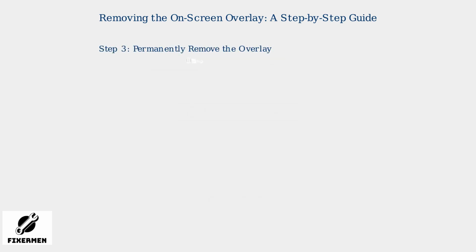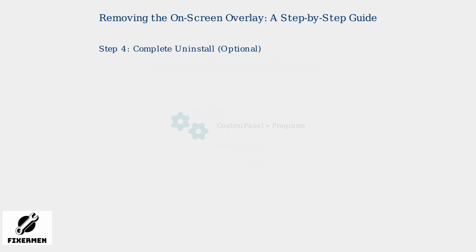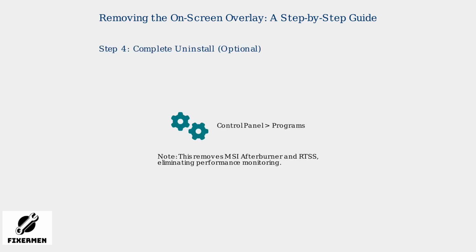To permanently remove the overlay, set the global profile to Off under On-Screen Display, Global On-Screen Display within RTSS settings. Remember to apply the changes after making them. For a complete uninstall, you would need to remove both MSI Afterburner and RTSS via the control panel, but this will also eliminate your ability to monitor your system's performance.